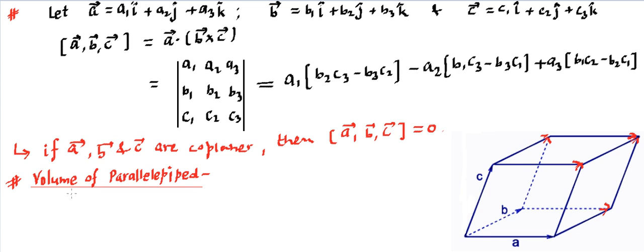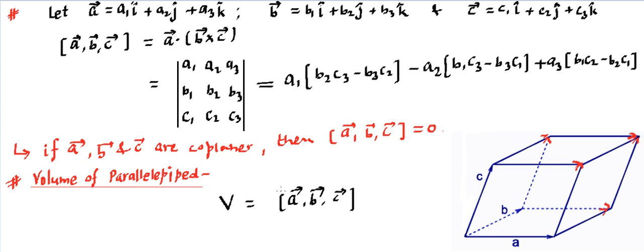Sometimes a question asks you to find the volume of a parallelepiped formed by three vectors A, B and C, given in the form A1 i cap plus A2 j cap plus A3 k cap and so on. Then the volume V is equal to the value of this determinant, or you can say this scalar triple product. Whatever the value of this scalar triple product is, that becomes the volume of the parallelepiped.